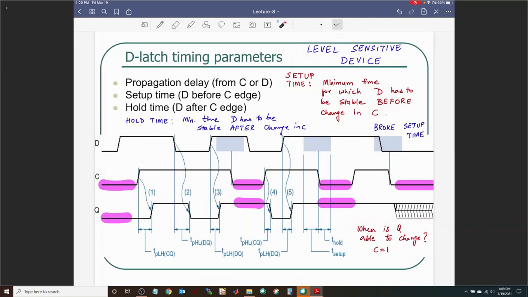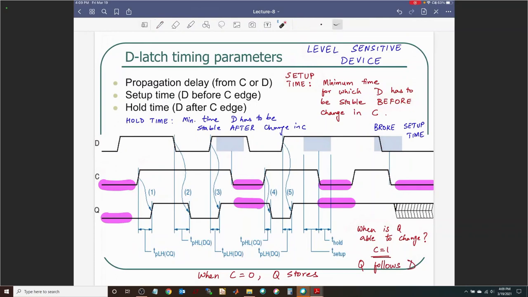Can I also say that when C is zero, what is happening when C is zero? When C is zero, it is stored, right? Q is stored. Q holds. That's right. Q stores or holds. It's the same. But when C is one, can I say this? When C is one, Q follows D. Can I say that?